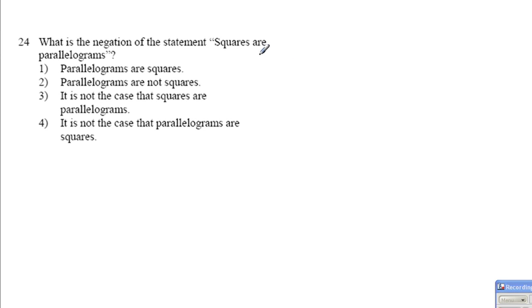Alright, number 24. Negation. Simply, we just have to put the not. The squares are not parallelograms. That's basically what we're looking for. So it is not the case that squares are parallelograms. Simply, then, choice number 3 would be our final answer.